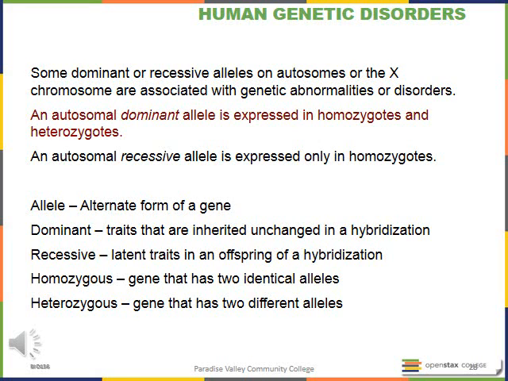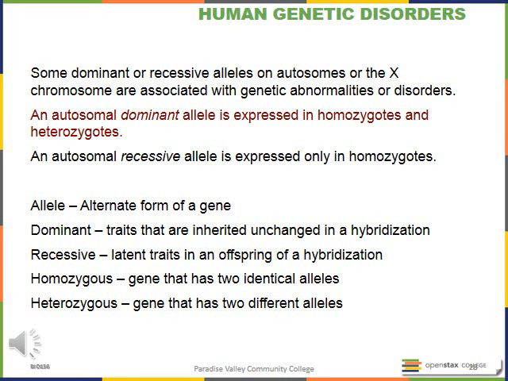Homozygous, remember homo means the same, are genes that have two identical alleles. Remember, alleles are alternate forms of a gene. Homo means they're the same. These are same alleles. So if we have a gene for hair color and we have two identical alleles, then that hair color is going to be the same color no matter what. In essence, it's kind of the dominant trait.